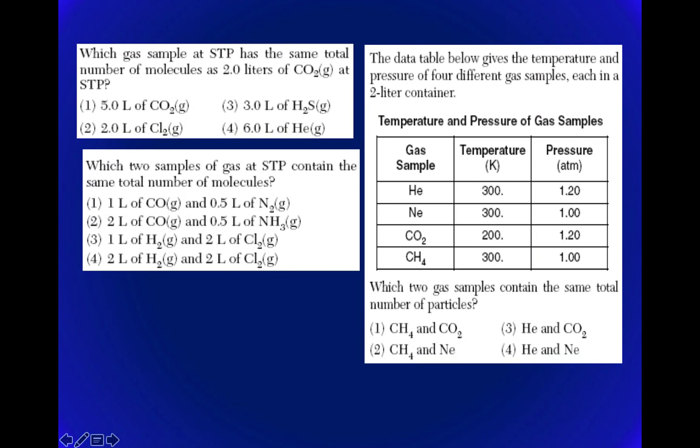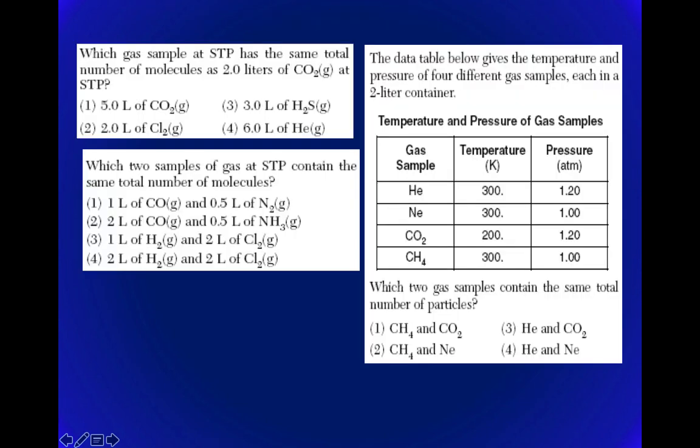Which gas samples at STP contain the same total number of molecules in 2 liters of CO2? Okay, again, we want to make sure that, again, same total number of molecules in 2 liters. If they're all at STP and you want the same number of particles, you have to have the same volumes. So with 2 liters, the volume must match that volume, so it's choice 2 again. Okay, which 2 samples at STP contain the same number of total molecules? The volume must be the same.